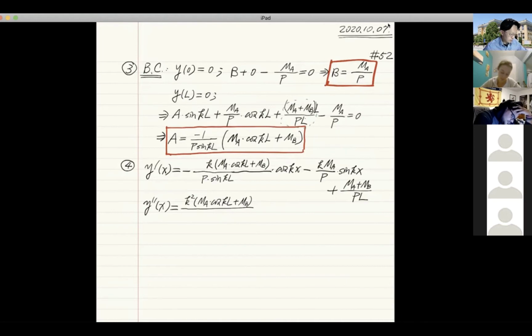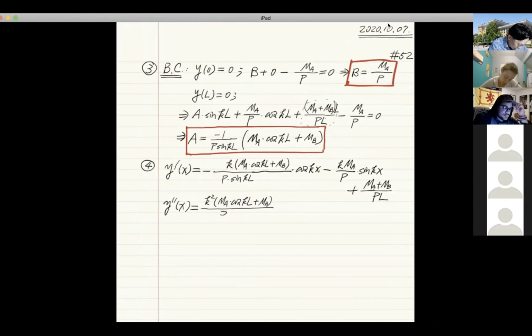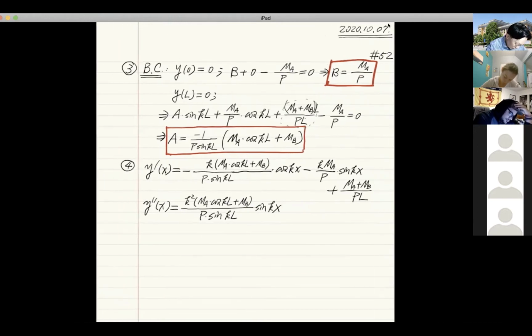Okay. And we will come back to have a y double prime. So this is divided by P times sine KL times, now this time becomes sine KX. So every time you differentiate, you take a K out of this sine or cosine function. Minus K squared MA over P times cosine KX. Now this time you drop this whole thing out because there's no X dependence in here.